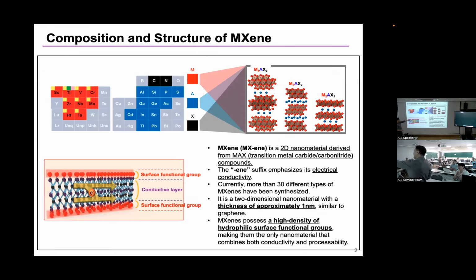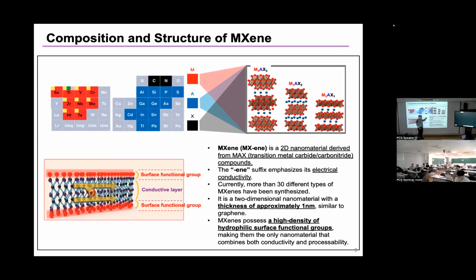Okay, so MXene. MXene is synthesized from a MAX compound. The MAX compound means that M is an early transition metal, and A is a group A element, including aluminum and this group. And X is carbon or nitrogen. Okay, so that is the MAX compound.